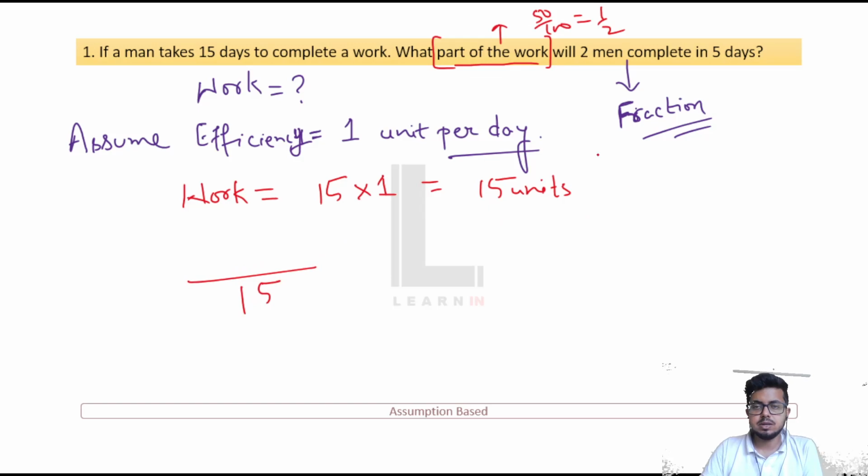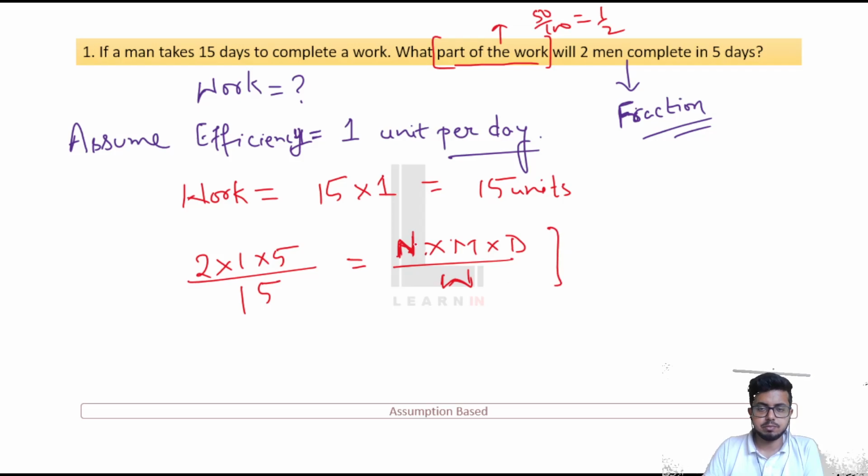How much work have we done with two men? The total work of two men would be, two men are doing work. What is their efficiency? 1. And what are the number of days? 5. So let us convert this into a general formula: number of men into the efficiency of men into number of days upon total work. Right, this is the general formula that we will use in the next few questions.